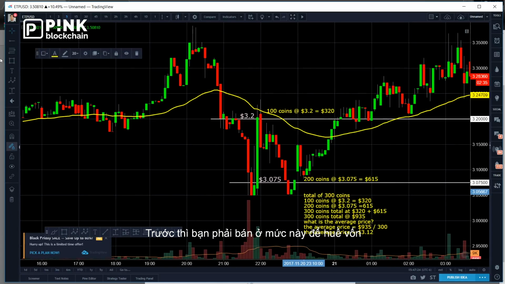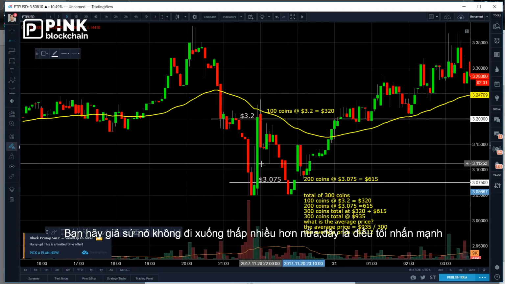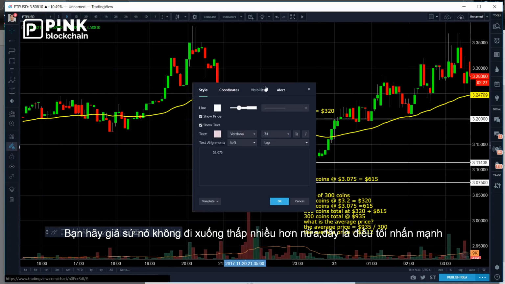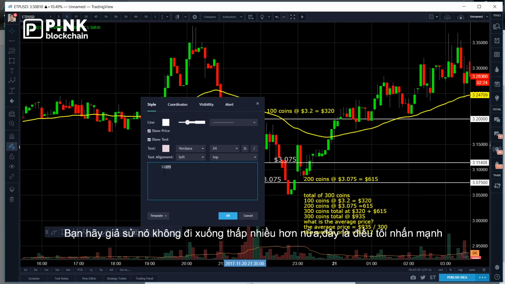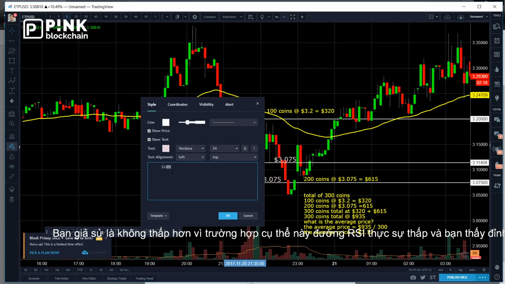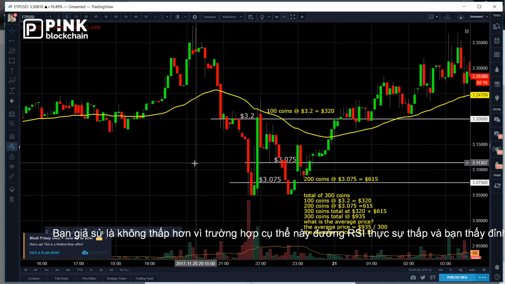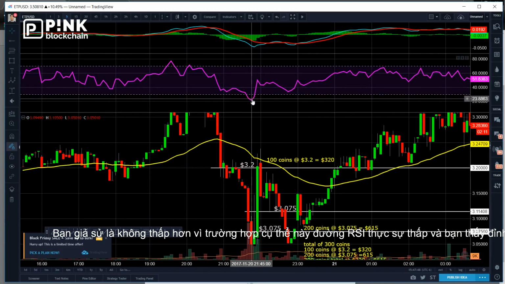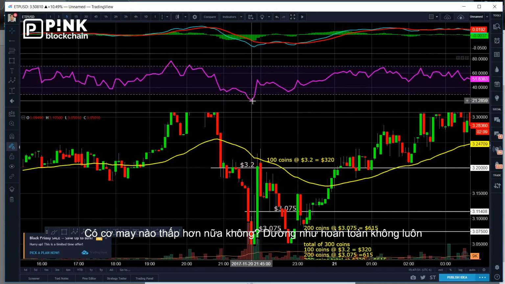So now, before, you'd have to sell it at this line to break even, but now you only need to sell it lower because you're basically assuming that it's not gonna go down much lower, okay? This is a strong thing that I need to emphasize. You are assuming that it's not gonna go down lower because in this particular situation, the RSI was already pretty low, right? And now you see it dip down really low. So the chances of it getting even lower, not likely at all, guys.